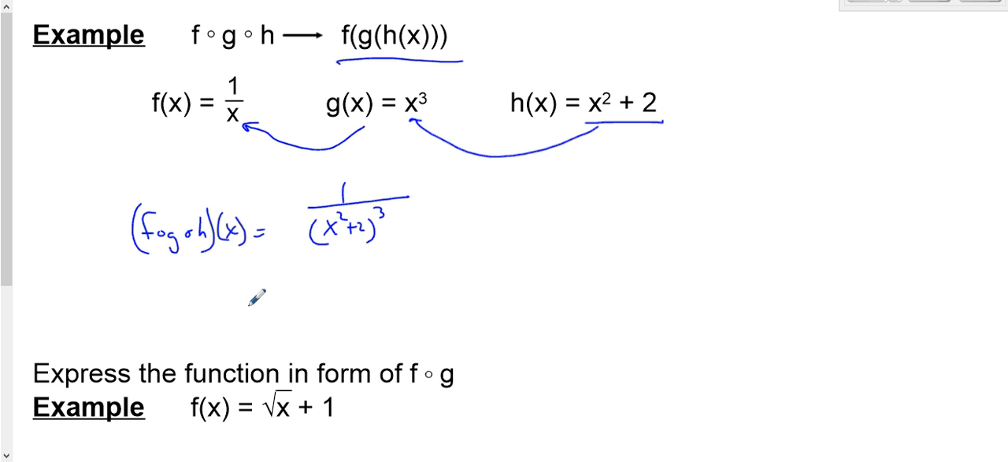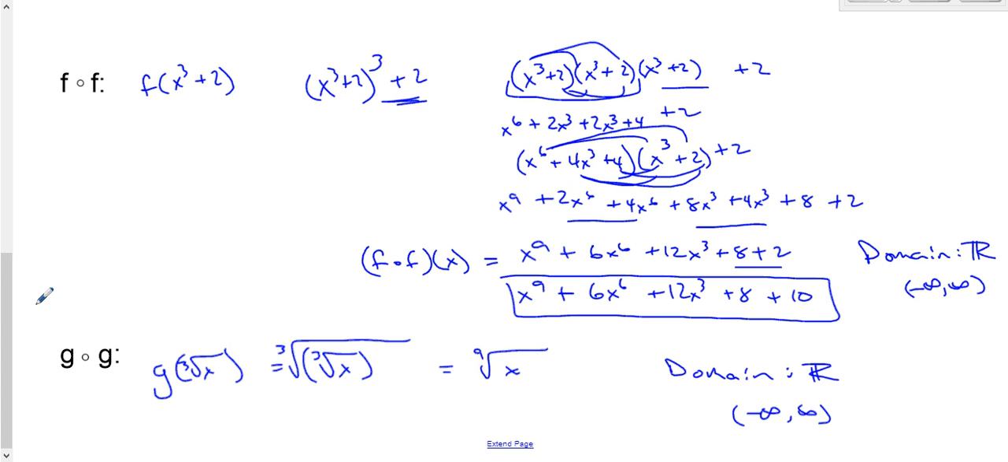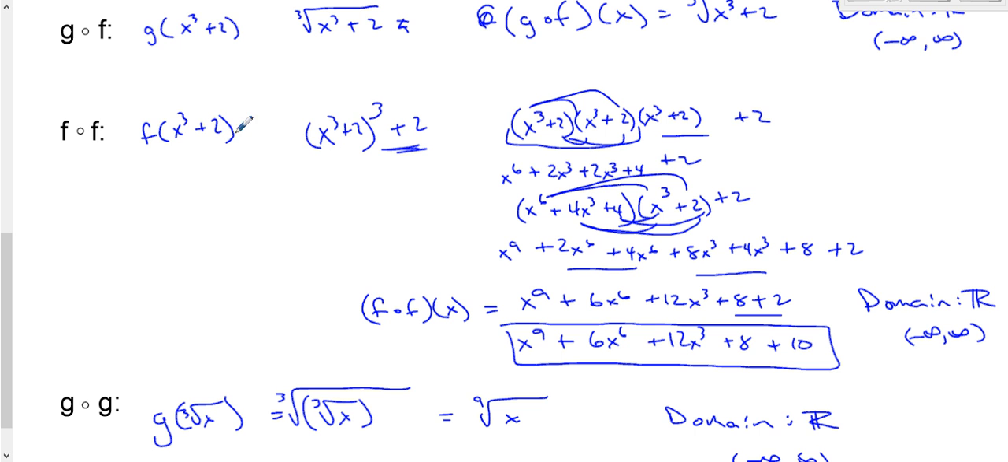So what I'm going to do is take the x squared plus 2 cubed, sorry, times x squared plus 2 times x squared plus 2. And we just did that down here, where we took x squared plus 2 to the third. And when we did that, we got x to the ninth plus 6x to the sixth plus 12x cubed plus 8.